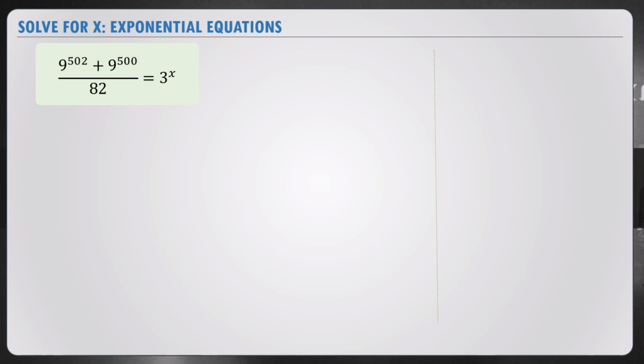Immediately I see the 500 and the 502. I want to break this 502 into 500 and a 2. So we know that 9 to the power of 502 will be equal to 9 to the power of 500 into 9 to the power of 2, because when we multiply exponents, we add their values. All right, so let's replace 9 to the power of 502 with this.